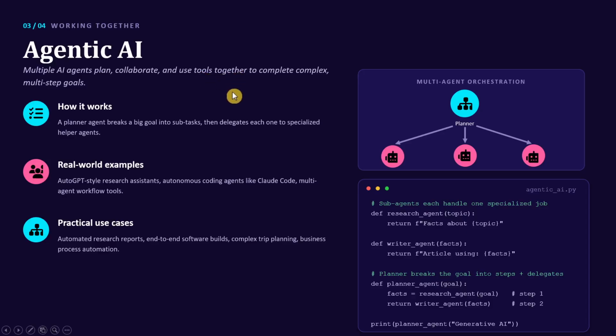It uses reasoning, memory, and external tools such as APIs, databases, or web services to adapt based on results and changing conditions. Okay, so we can take the example of an AutoGPT-style research assistant, or an autonomous coding agent like Claude Code, multi-agent workflow tools, and all that. One perfect example for multi-agent is an AI travel assistant that researches flights, compares prices, books tickets, reserves hotels, and updates your itinerary automatically.